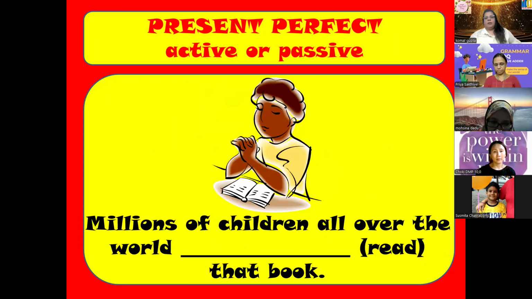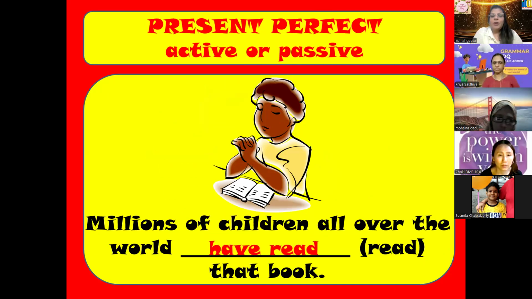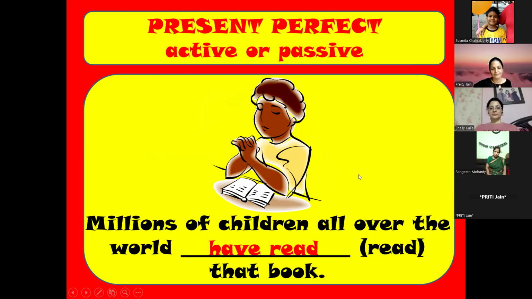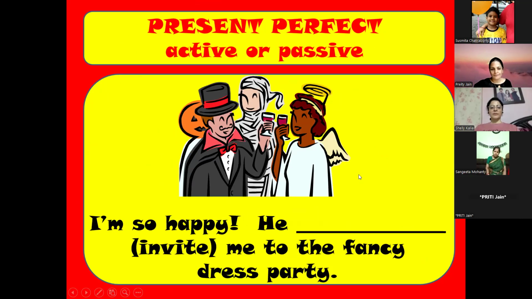Okay. Next, Priya. Millions of children all over the world have read that book. Very good. Because here, who has read this book? The doer has read this book. And who is the doer? Millions of children is the doer. Shelly?